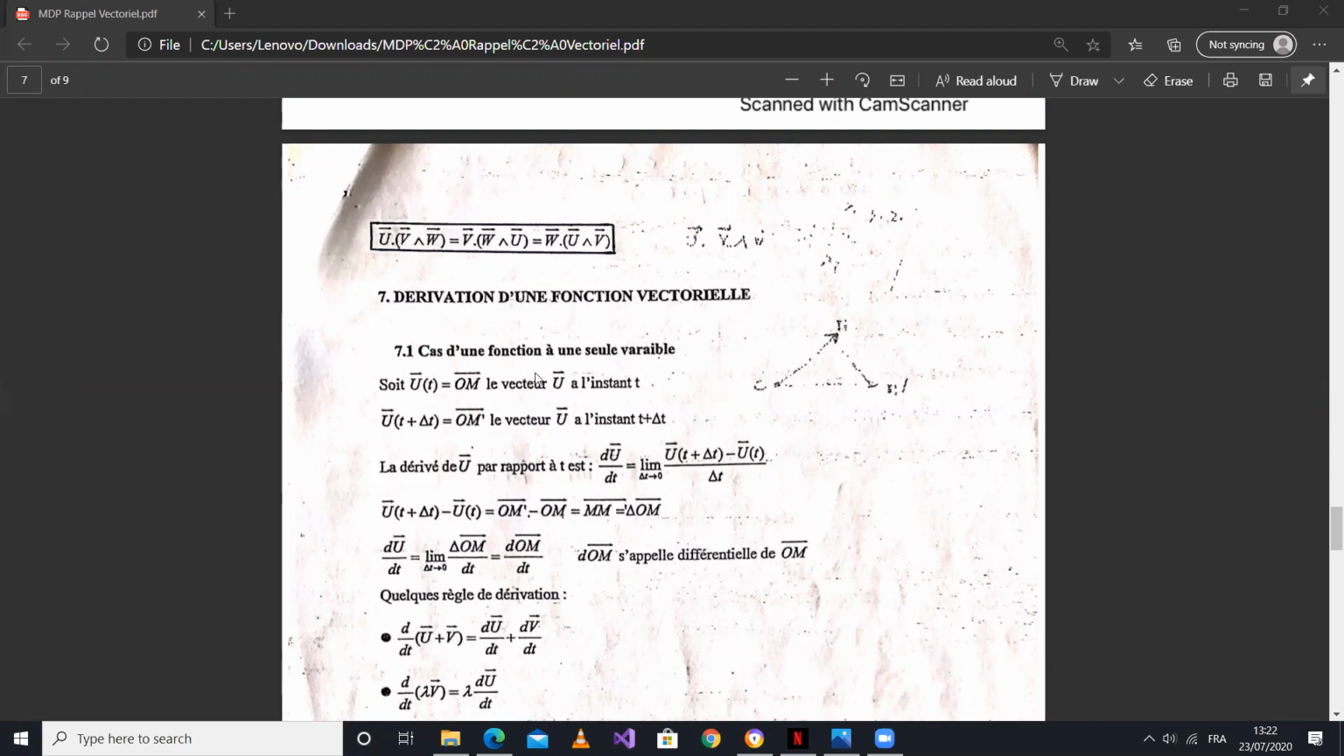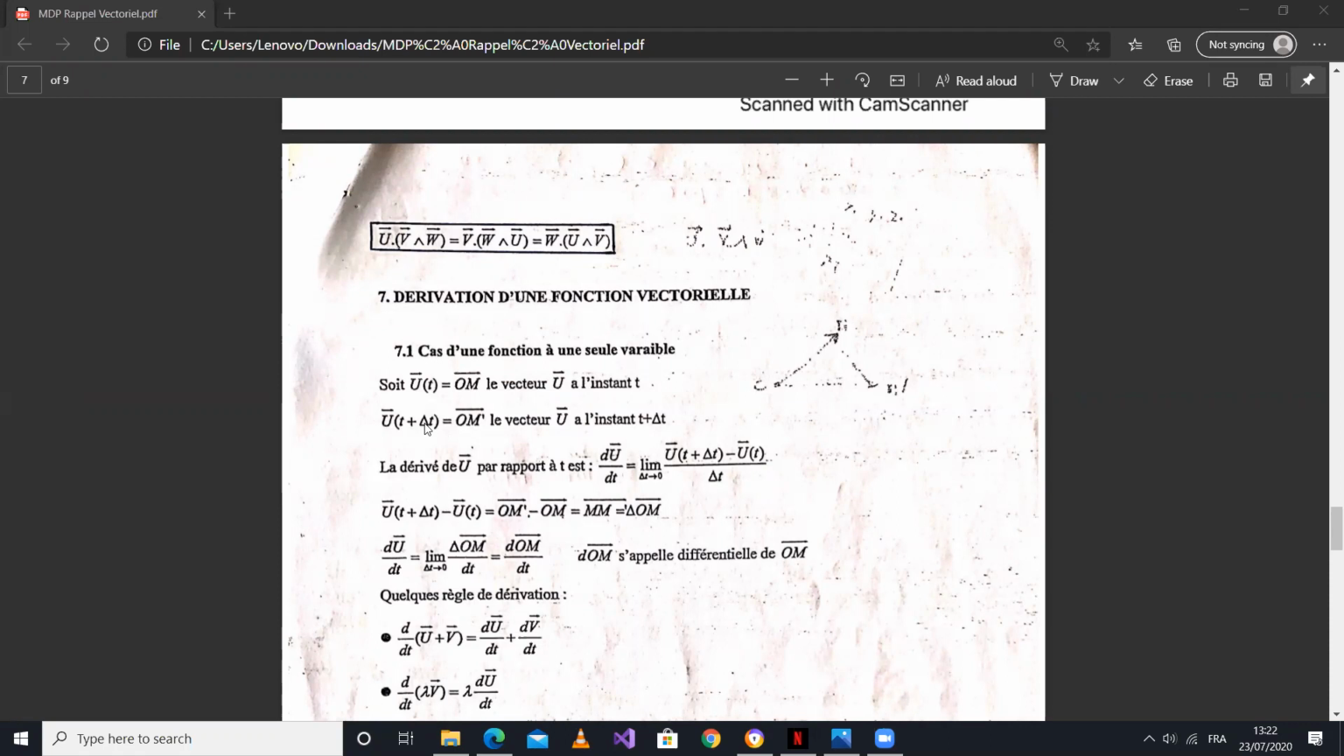So the first we're going to begin with is the ordinary differentiation with one variable. They're telling you, soit u de t égale OM, le vecteur u à l'instant t. Then now we're going to have u de t plus delta t. This one here now is the vector after the u has moved in time. It's moved from one position to the other.